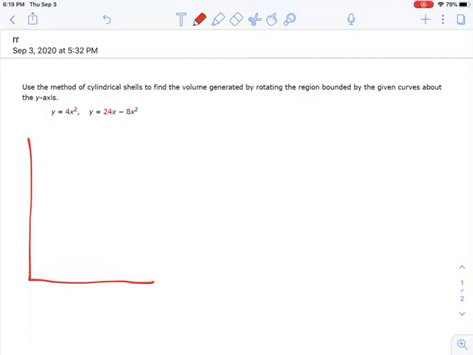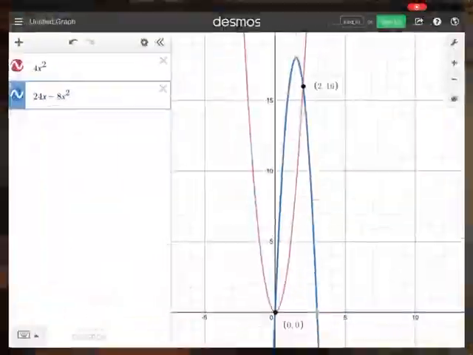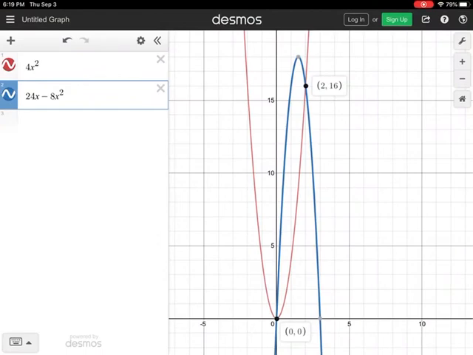So in this video, I'm going to do another cylindrical shells method. The first thing we want to do is graph these. I use Desmos to do that. Here's what we get when we graph the two functions in Desmos. They are both parabolas. One of them is an upside down parabola. And the points of intersection are at 0, 0, and 2, 16.